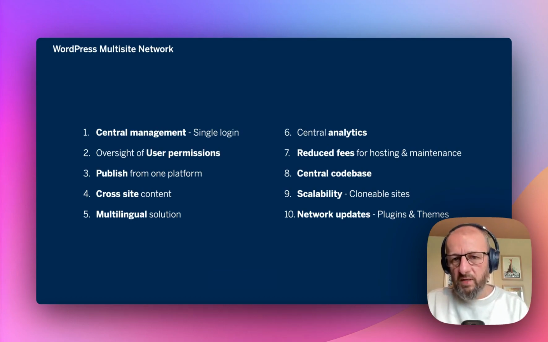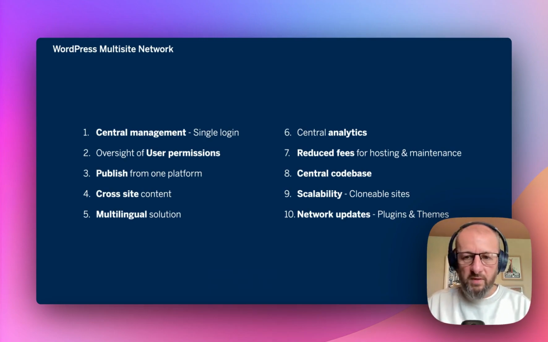A really neat feature is that sites on a multi-site network are clonable. So if you are producing multiple sites that are similar in one way or another, perhaps they're extremely similar, if they are translations, it's possible to clone a website and then actually edit it in situ, translate it into a different language and then publish it.